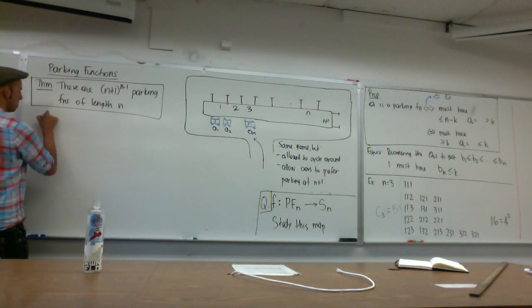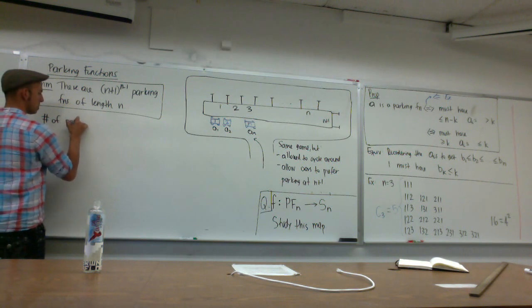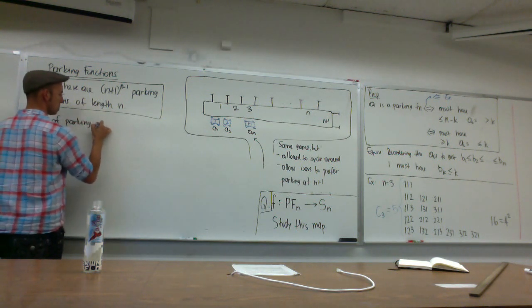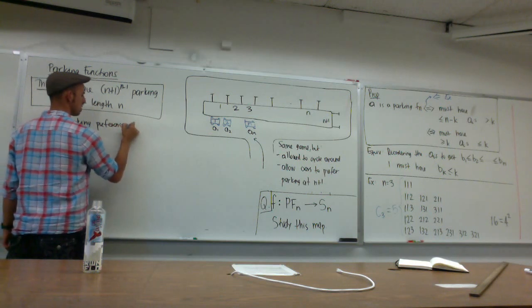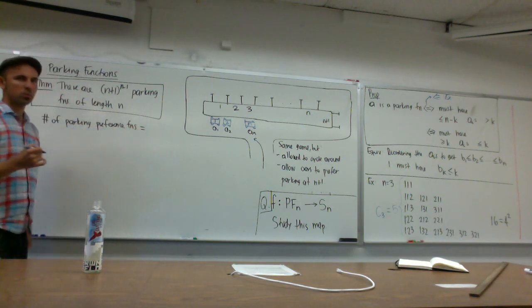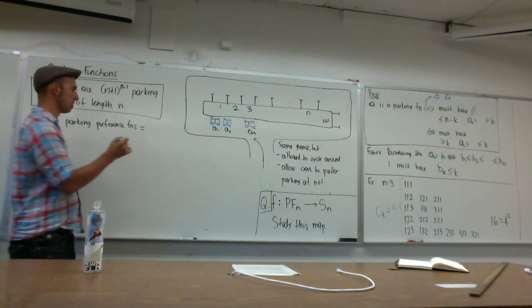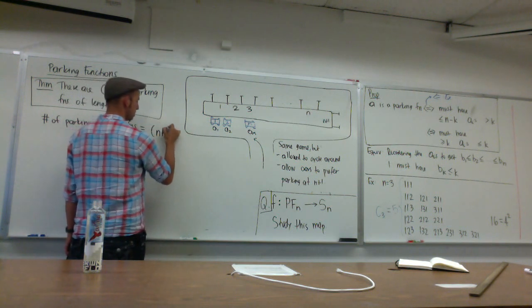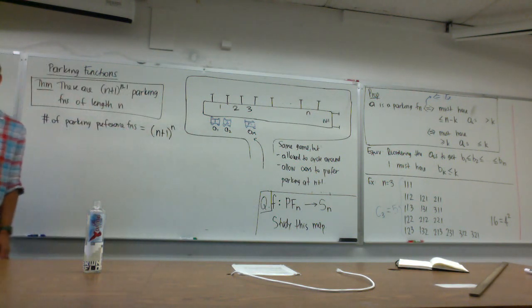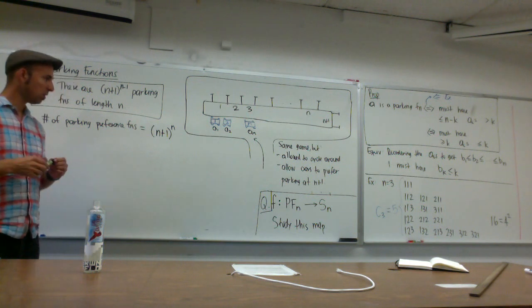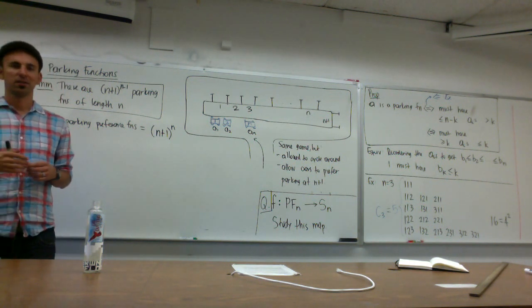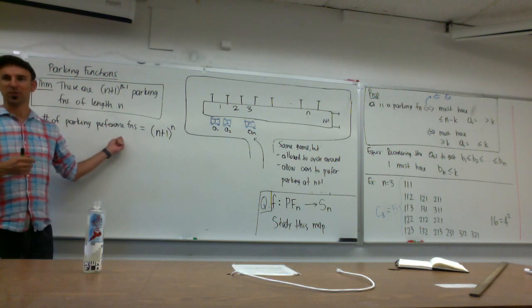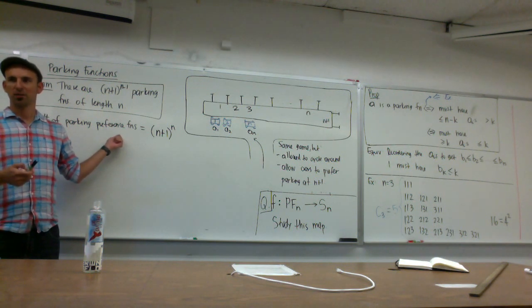So what is the number of parking preference functions? Well, each car is allowed now n plus 1 options, and there's n cars. So I get n plus 1 to the n, which is almost what I want, except that I want n plus 1 to the n minus 1. And so what do I want to show? I want to show that the fraction of parking preference functions that works is 1 over n plus 1.